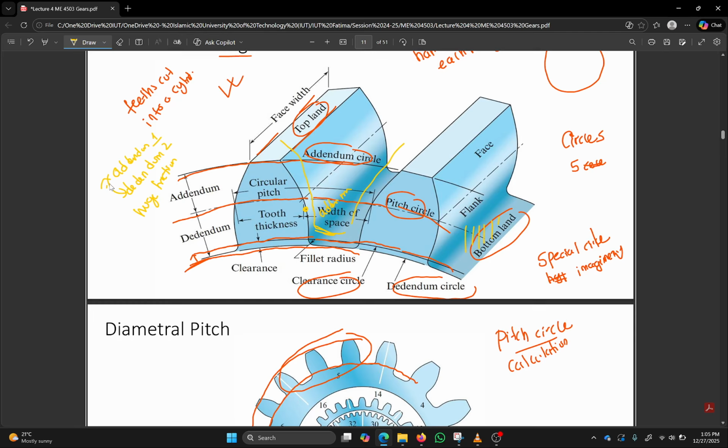Let's go on to the other things. For this pitch circle, the side of the gear above the pitch circle is called the face, and the side of the gear below the pitch circle is called the flank. Now let's move on to some more definitions that we need for calculations.